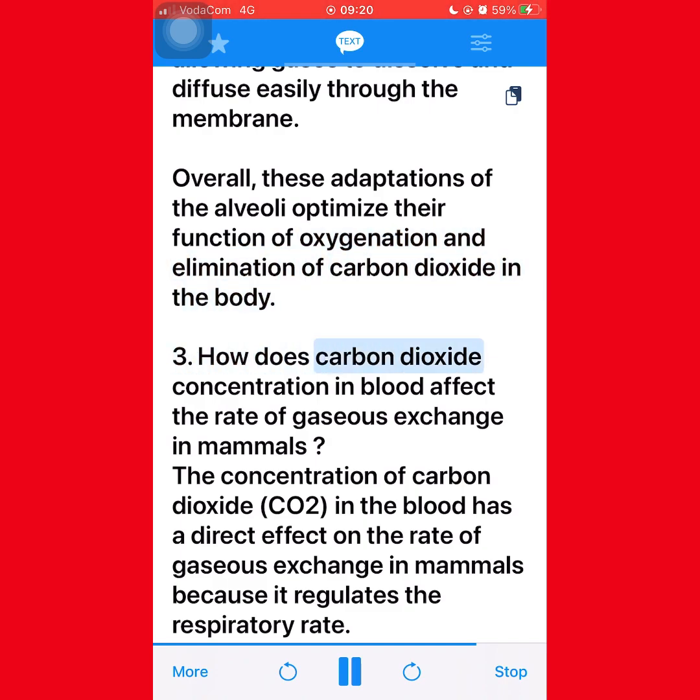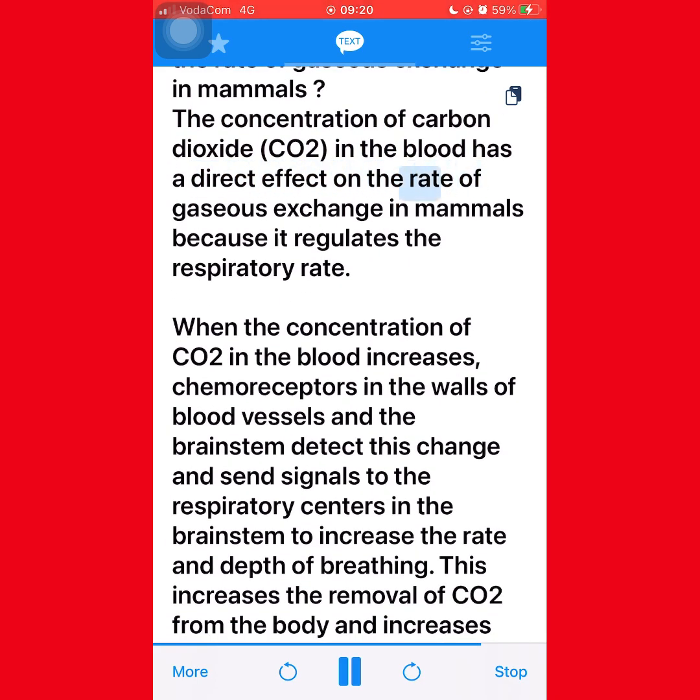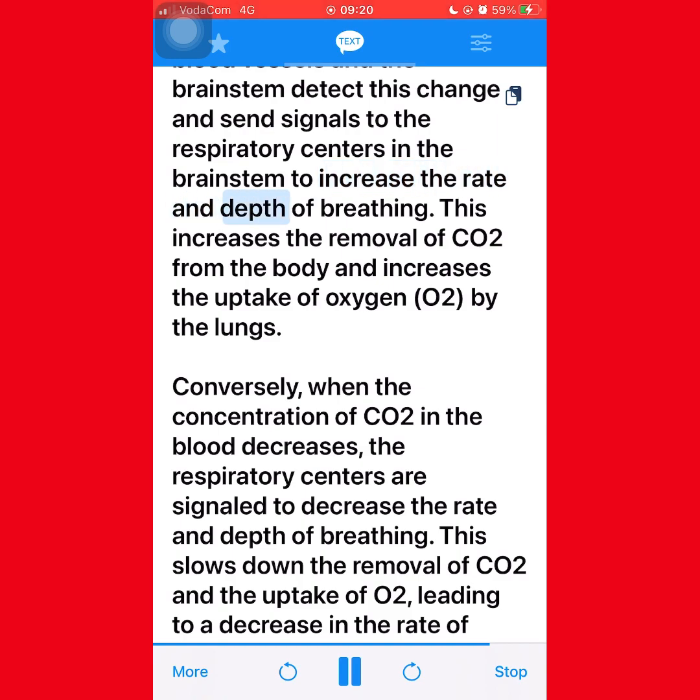3. How does carbon dioxide concentration in blood affect the rate of gaseous exchange in mammals? The concentration of carbon dioxide (CO2) in the blood has a direct effect on the rate of gaseous exchange in mammals because it regulates the respiratory rate. When the concentration of CO2 in the blood increases, chemoreceptors in the walls of blood vessels and the brainstem detect this change and send signals to the respiratory centers in the brainstem to increase the rate and depth of breathing.